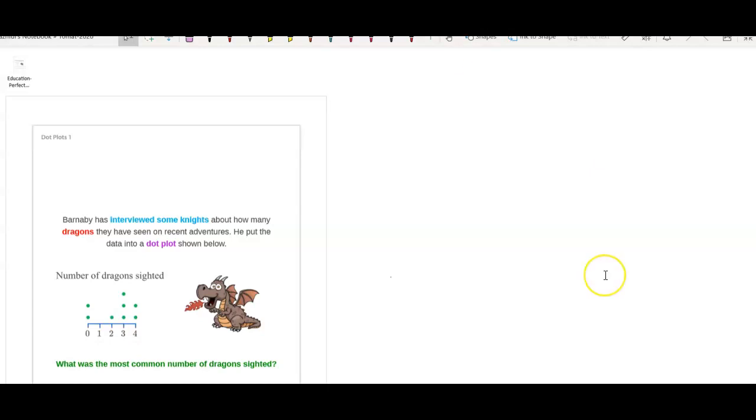Oh, okay, well, the first question is pretty straightforward. They are asking you to find out the number of dragons sighted. What was the most common number of dragons sighted? Most common number. So let me write it down. Most common number.